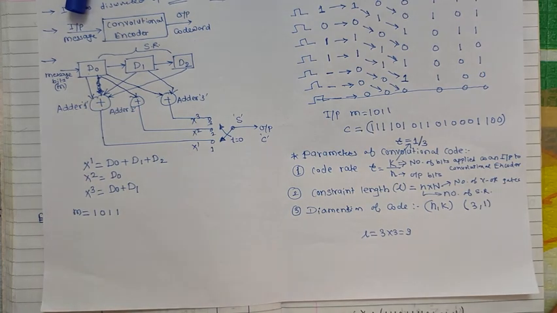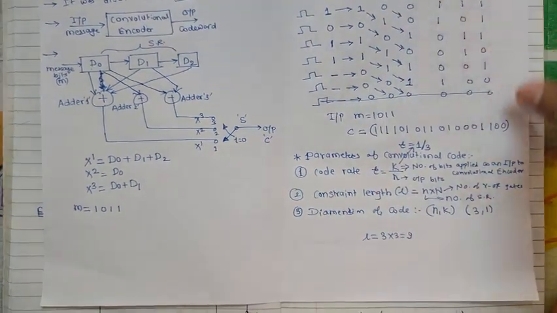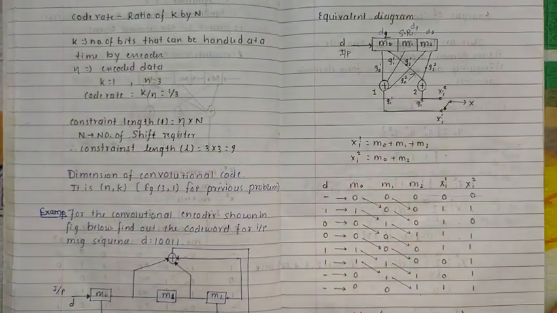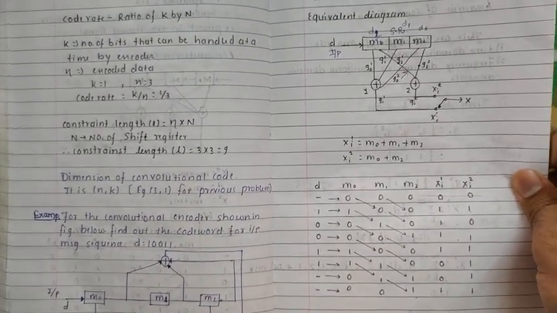Now let us try to solve one numerical which is based on this convolutional encoder. So I'm having this example. Let us have a look.